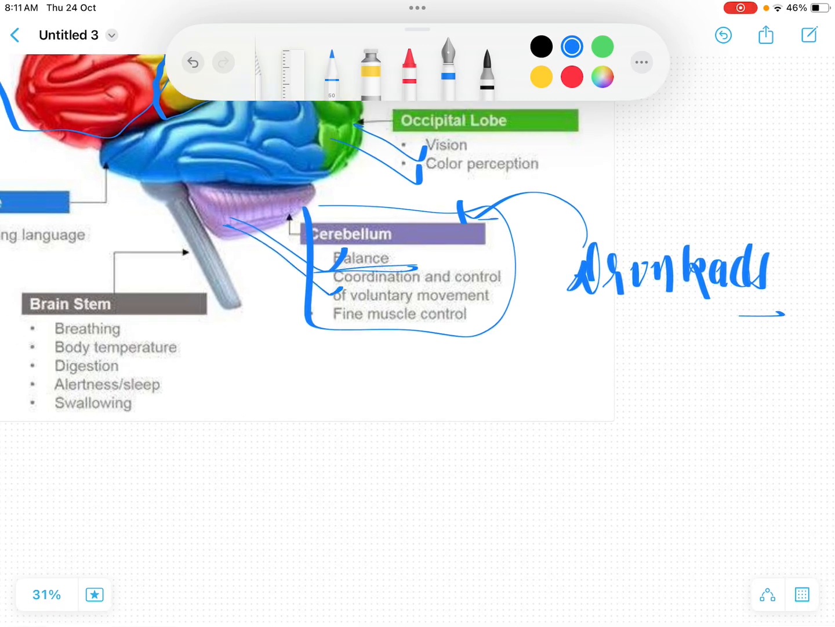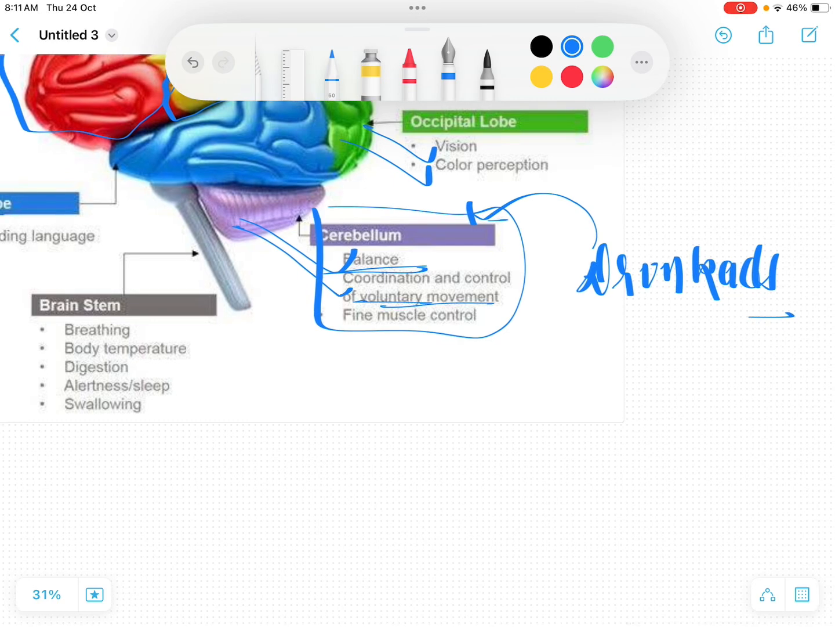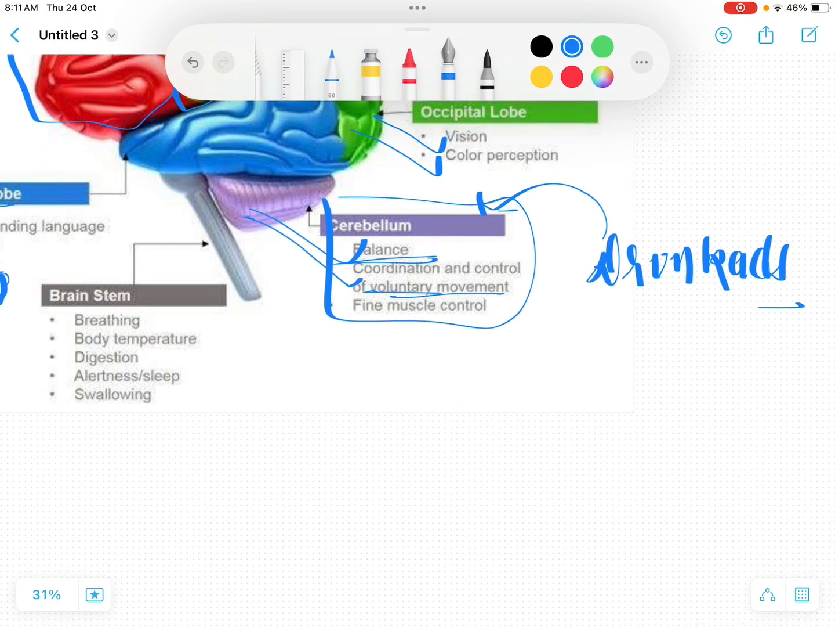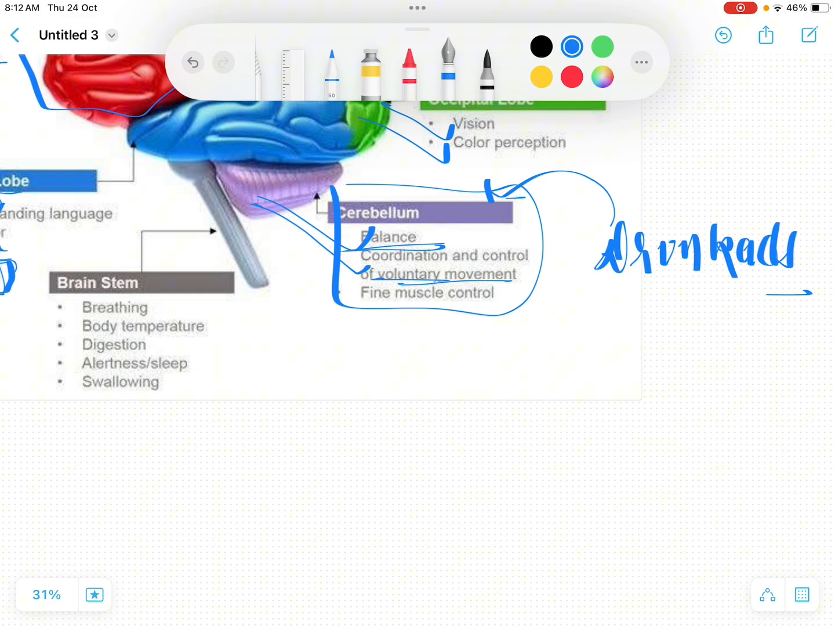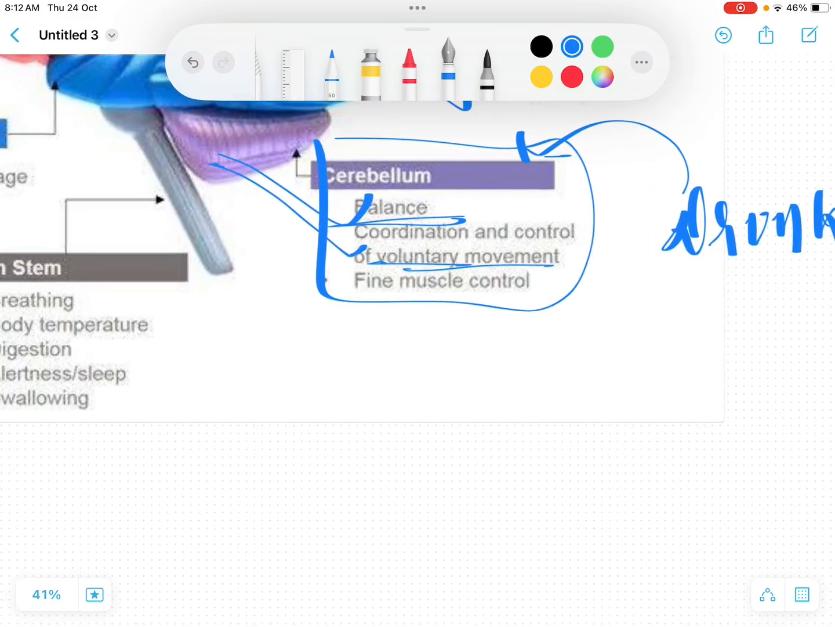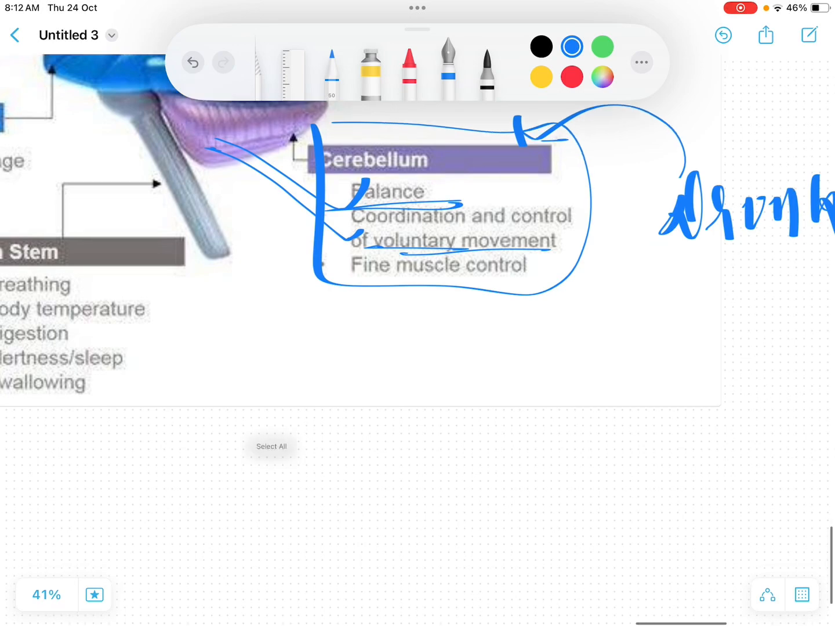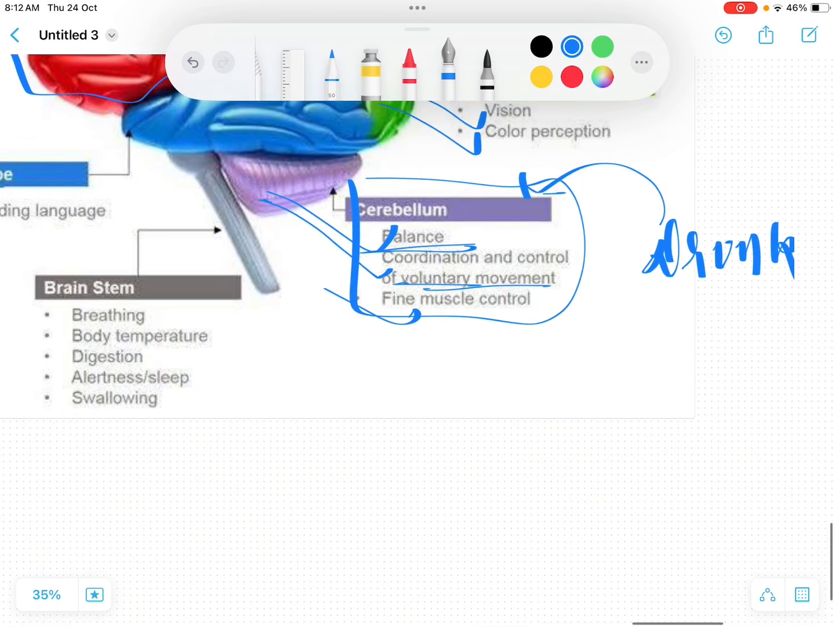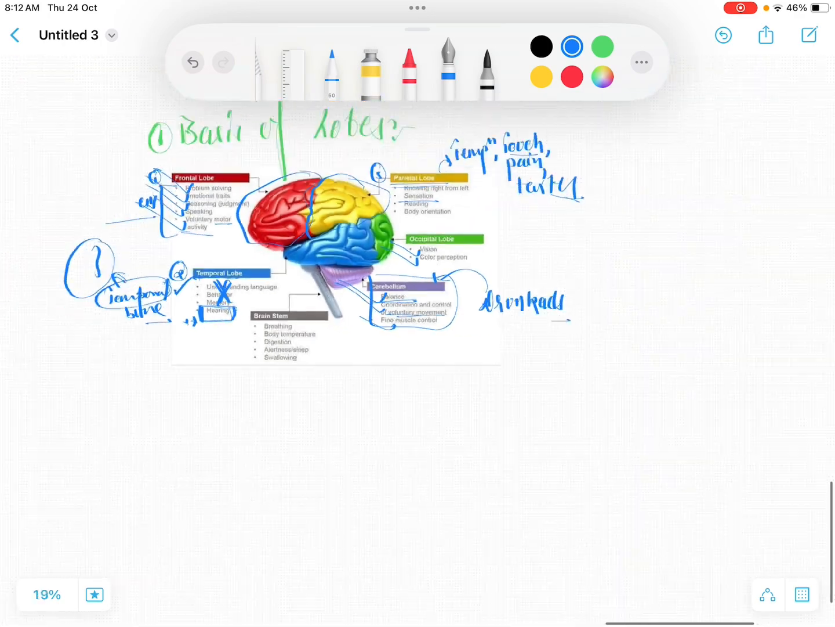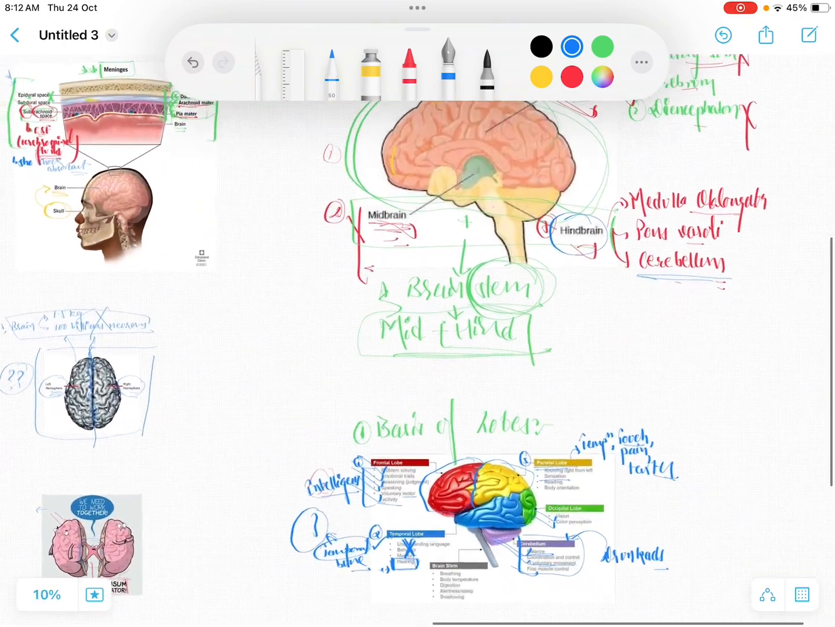It is also responsible for control of voluntary movements. Voluntary movements are the movements which you do and which you have control over. For example, you can lift your hand, that's a voluntary movement. But you can't control your heartbeat on your own, that's an involuntary movement, because the heart beats on its own and you don't have any control over it. And lastly, the final muscle groups. These three are important. Okay, so we're done with the central nervous system.